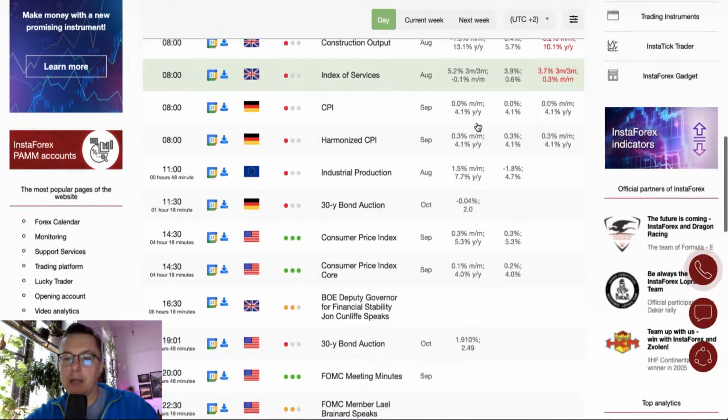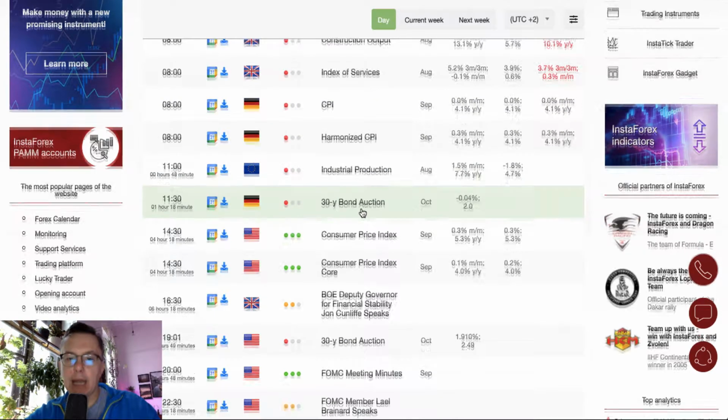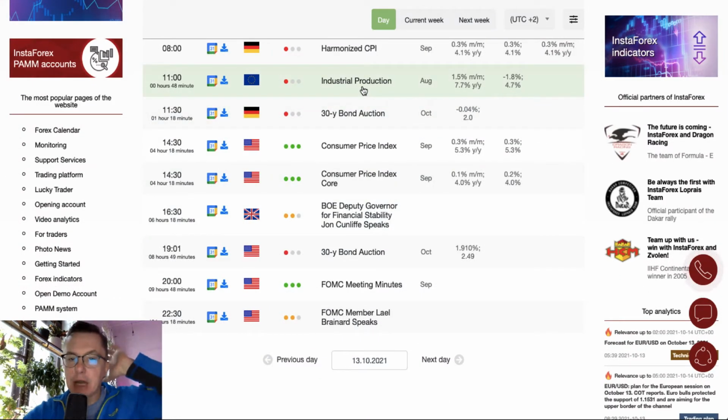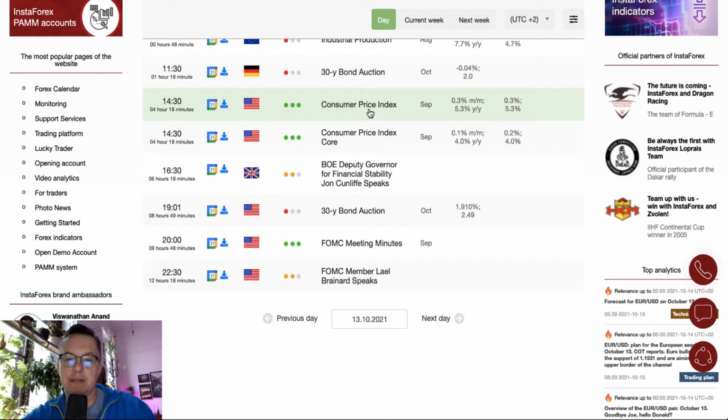British pound. Other data published already: CPI and Harmonized CPI from Germany. As you can see, no inflationary pressure, 0% as expected. And we got the industrial production data from the Eurozone later on. The key event of today is the consumer price index from the US, scheduled for release at 2:30. As you can see, the market participants expect the consumer price index to stay at the same level of 0.3%.